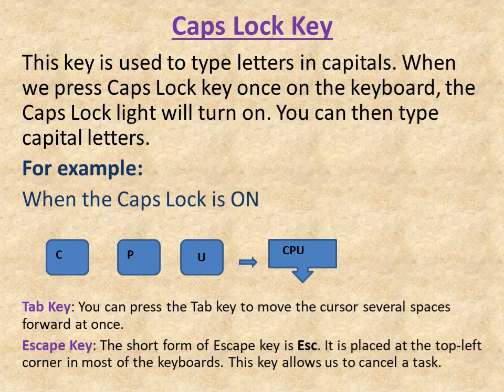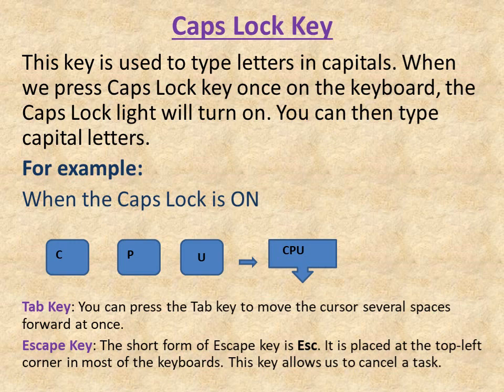Now let us learn about caps lock key. This key is used to type letters in capitals. When we press caps lock key once on the keyboard, the caps lock light will turn on. You can then type capital letters. For example, when the caps lock is on, C, P, U, when you type these alphabets, you will get CPU. On the screen you can see whatever you have typed.